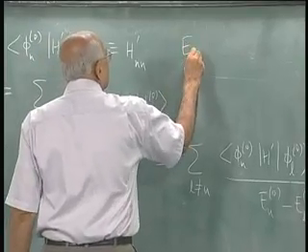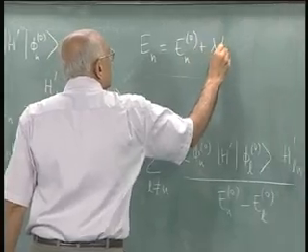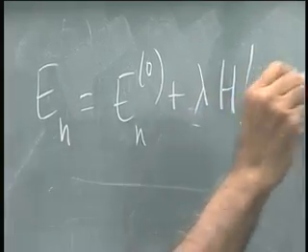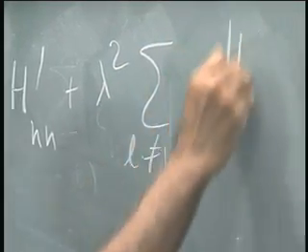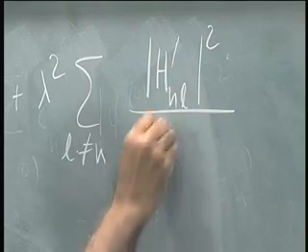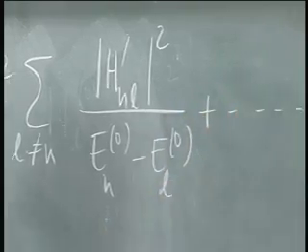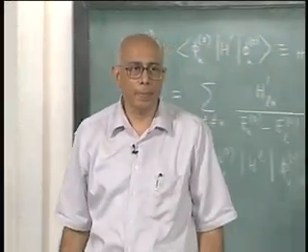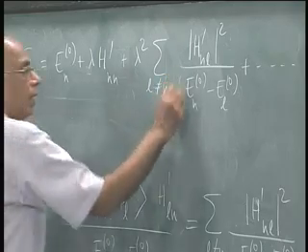So we have En equal to En0 plus lambda H prime N plus lambda squared times the summation over L not equal to n of H prime NL whole squared over the energy denominator, and this fashion goes on. So we have the second order correction as well. This is called an energy denominator.